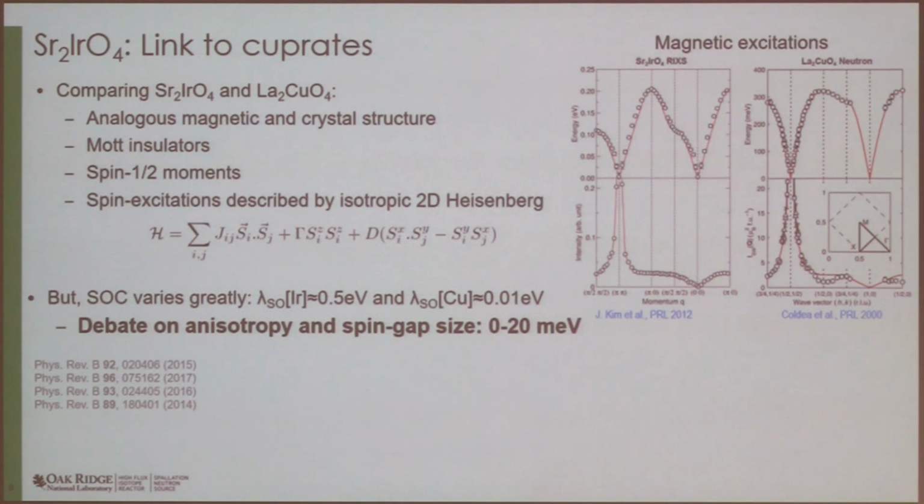So there's been various papers, basically one every year, that's tried to define the spin gap. And it's varied from very small to around 20 MeV.